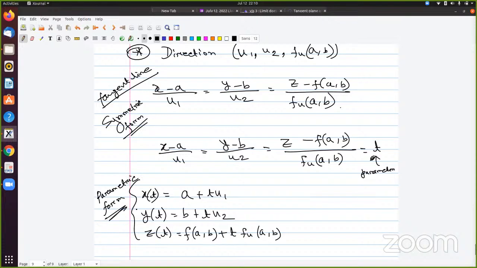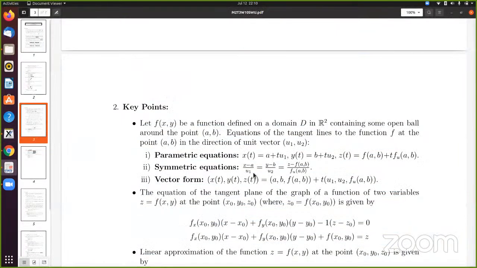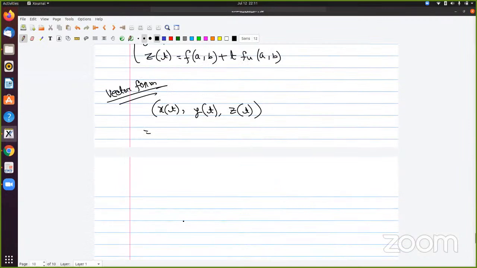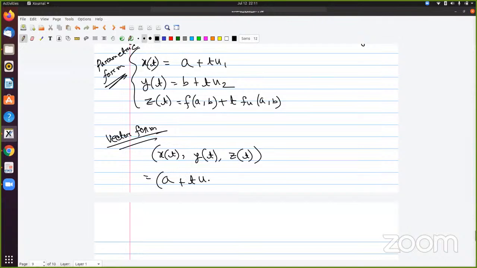Okay, clear? So whatever form you are asked, you can answer from here. Another is called the vector form. This is exactly writing x(t), y(t), and z(t) in the form of a vector. So let me write how the vector form will come. Basically you are writing (x(t), y(t), z(t)). So what is this? This is (a plus t u1, b plus t u2, f(a, b) plus t u3).